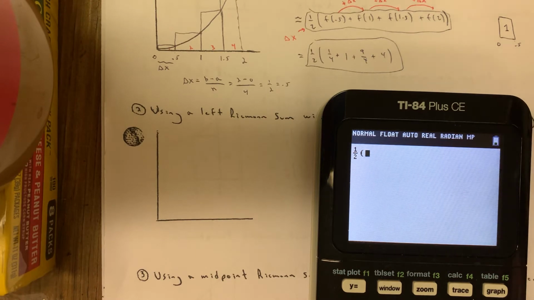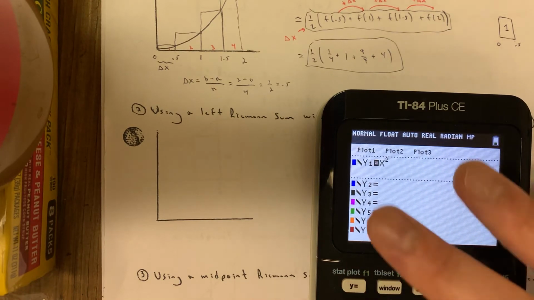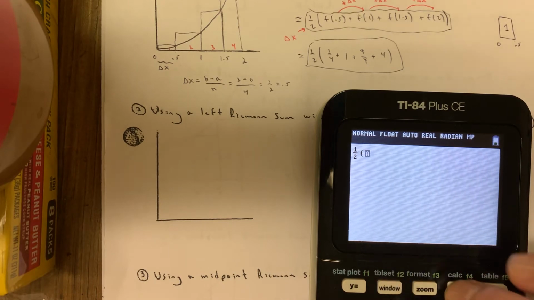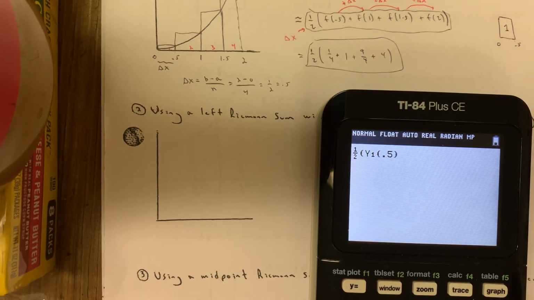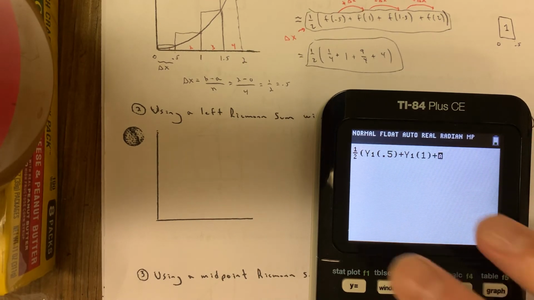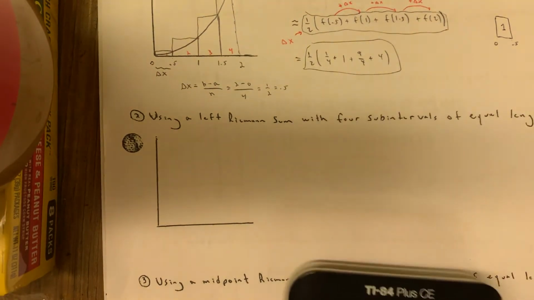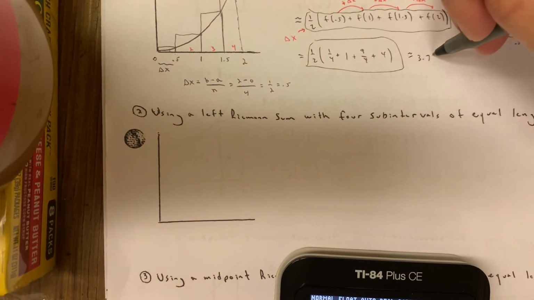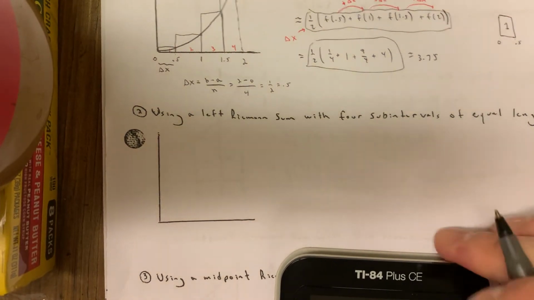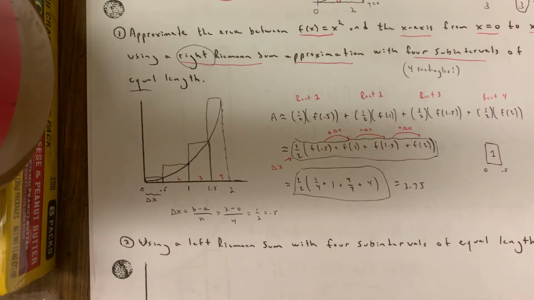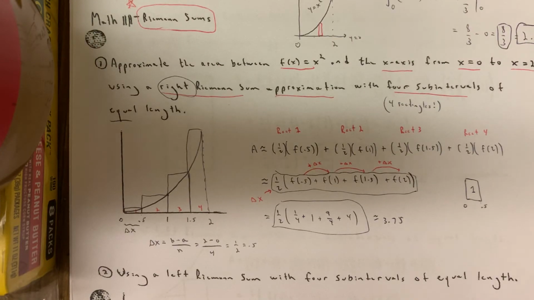Okay, and now f of 0.5, well, f is really y1, right? So you could go over here and enter y1 of 0.5, plus y1 of 1, plus y1 of 1.5, plus y1 of 2. Make sure you double up those parentheses right there. And we get 3.75 approximately. So this is approximate right here, 3.75. Remember that exact area? The exact area was 2.6 repeating. And then we said that we would have an over approximation here.